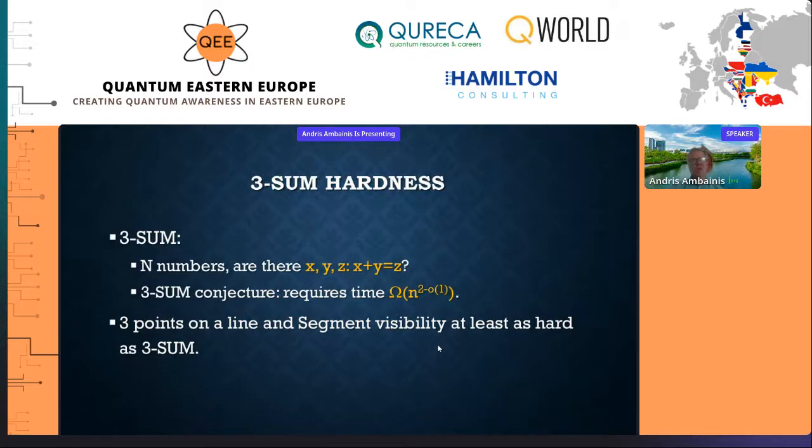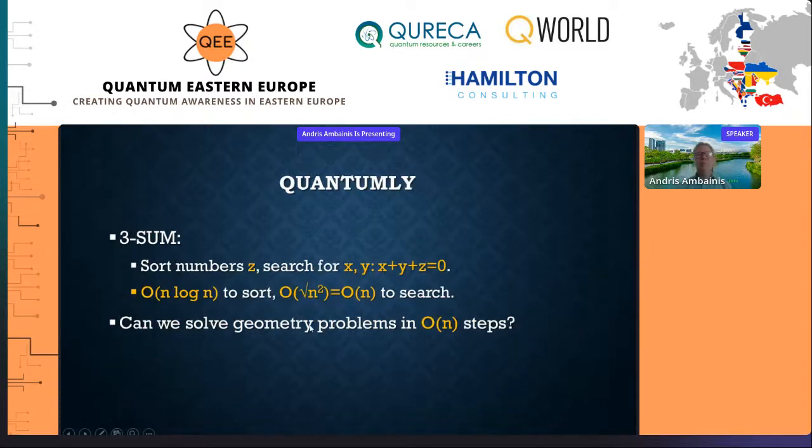And this is an example of a classical field called fine-grained complexity that tries to find precise lower bounds for complexity of various problems. So the goal in fine-grained complexity is to take a problem that seems to require time n squared or n cubed and prove that under some simple assumptions, such as this three-sum conjecture, there is no faster algorithm. Now, what happens quantumly?